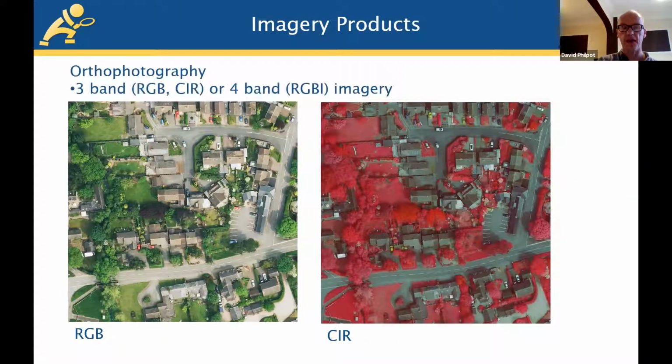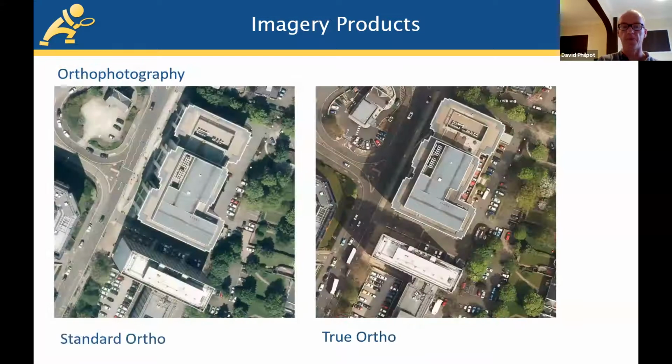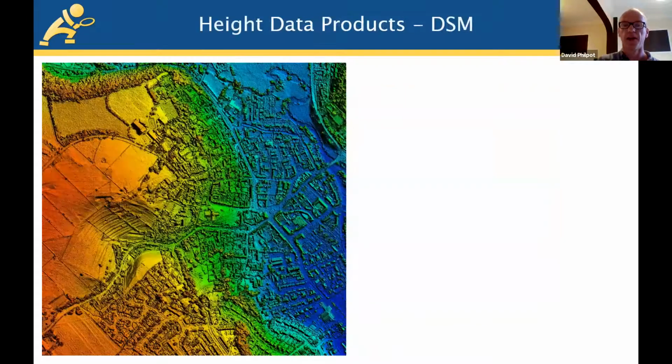And again, yes, we can do the same with 4-band. And again, some more illustrations. We are now producing true orthos using the DSM, which are true vertical orthos to reveal all that information on the ground. And again, we've got our DSM. So the DSM is a product.